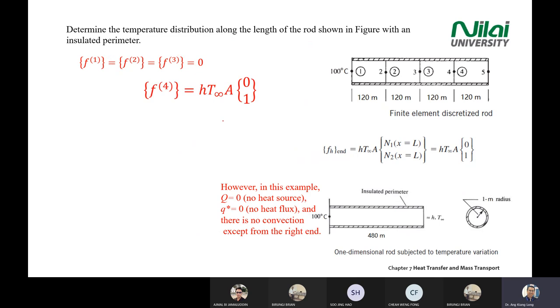Okay. So for element 4, we only have 1 force because the end is exposed. We only have 1 force for element 4, h T infinity A. This formula is standard when you have an exposed end. So you just substitute values, h given, temperature given, because at point 4 it tells you the temperature at the end here is 10 degrees C. It tells you the free stream temperature is 10 degrees C, so you just substitute.